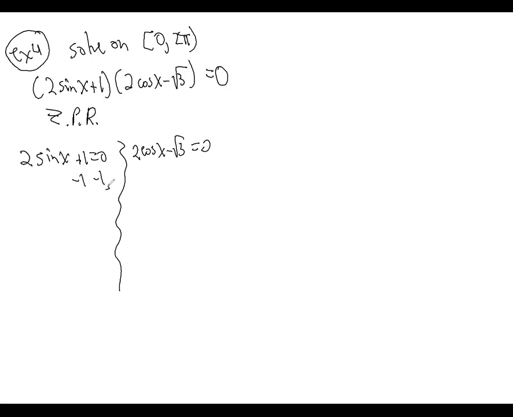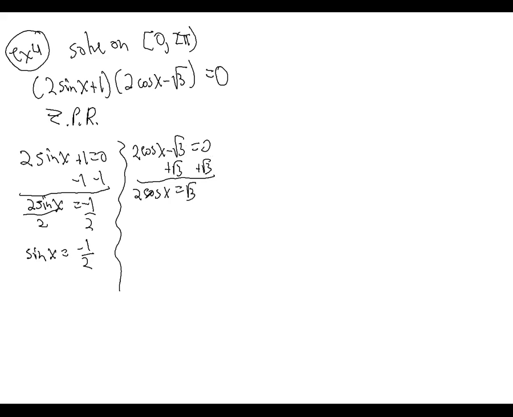Subtracting 1 on both sides for the first equation gives us 2 sine of x equals negative 1. Divide by 2, so that sine of x is equal to negative a half. Let's finish the other one. Add square root of 3 to both sides, which will give us 2 cosine of x equals square root of 3. Divide by 2, divide by 2, so that cosine of x equals square root of 3 over 2. So these are the two equations we're solving independently.